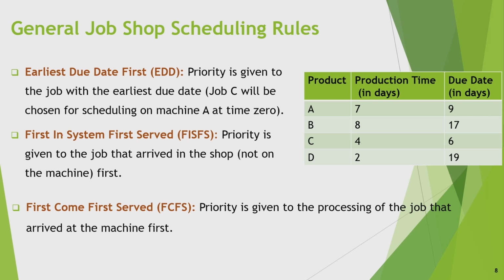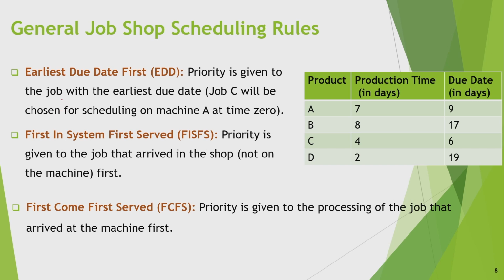So, general job scheduling rules. There can be many ways to schedule the jobs. One can follow earliest due date first, that means priority is given to the job with the earliest due date, because the due date is early, so it has to be produced first. Say for example, in this case job C has a due date of 6 and other jobs can be submitted after that. Therefore job C will be chosen for scheduling on machine A at time 0.